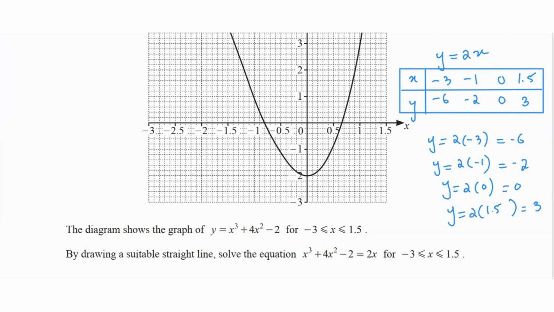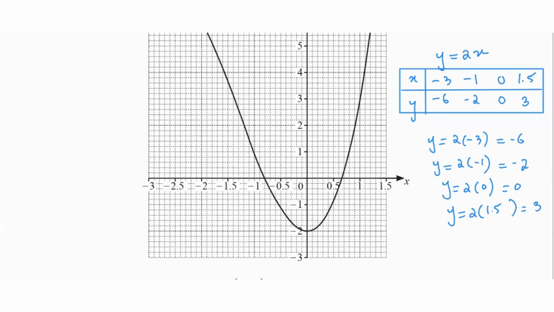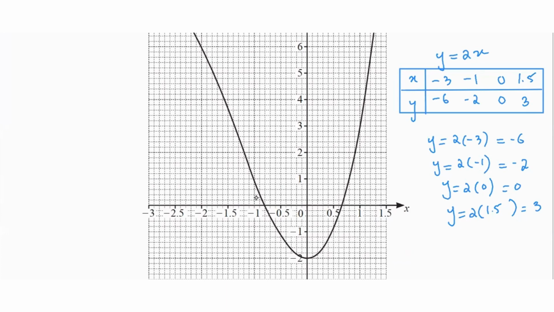Now that we have our coordinates, we're going to plot them on this graph. -1 and -2, that's over here. 0, 0 is over here. And 1.5, 3 is over here. That is our line. It's going to go ahead till -3, but the issue is that the axis is very small. It doesn't include -6, so I'm just plotting it till here for now.